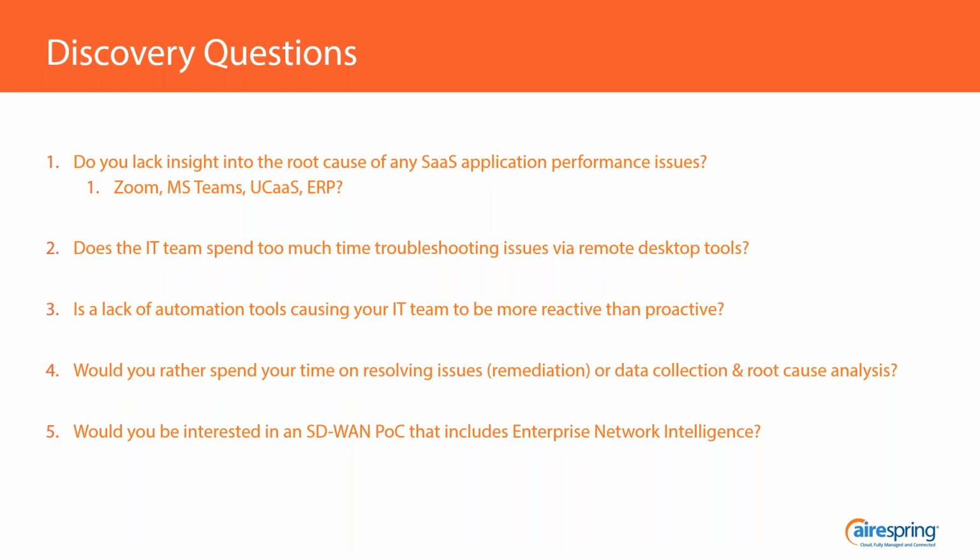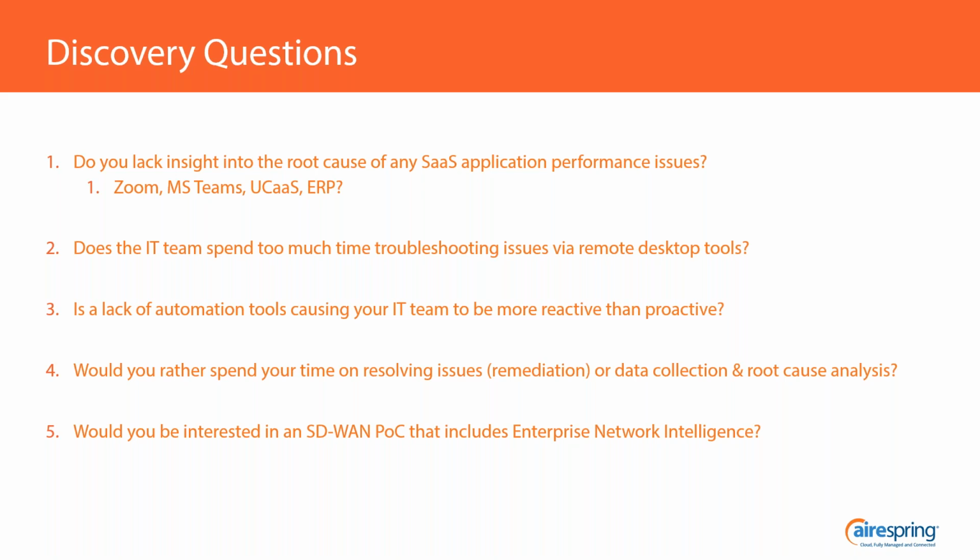Do you lack insight into the root cause of any SaaS application performance issues? We're hearing a lot from people who have collaboration tools like Teams and Zoom and UCaaS in general, that there's a lot of performance issues there. Well, there's a lot more going on behind the scenes than what people may think. And you really need to do a deep dive with a tool like Enterprise Network Intelligence to figure it out. Figure out where the collisions are, where the incompatibility issues are.